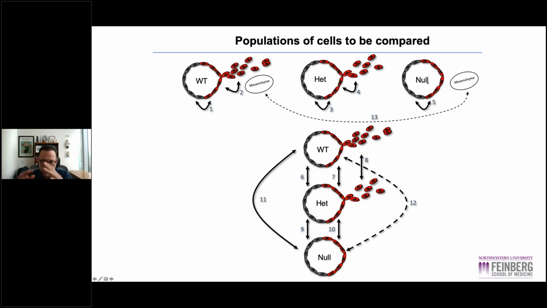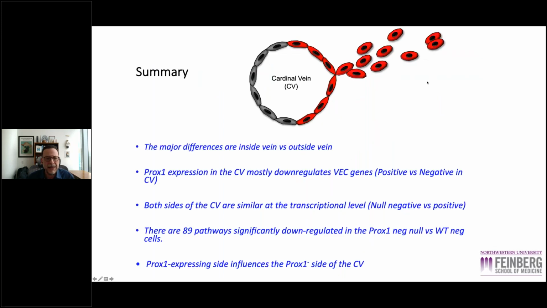And we did all these comparisons. I don't have time to go into detail. I just want to summarize the main results. The main results are the major difference, as expected, between the cells outside here, those that are budding up, and the cells inside the vein, the progenitors. And this is because as the cells bud up, they start to acquire additional markers.